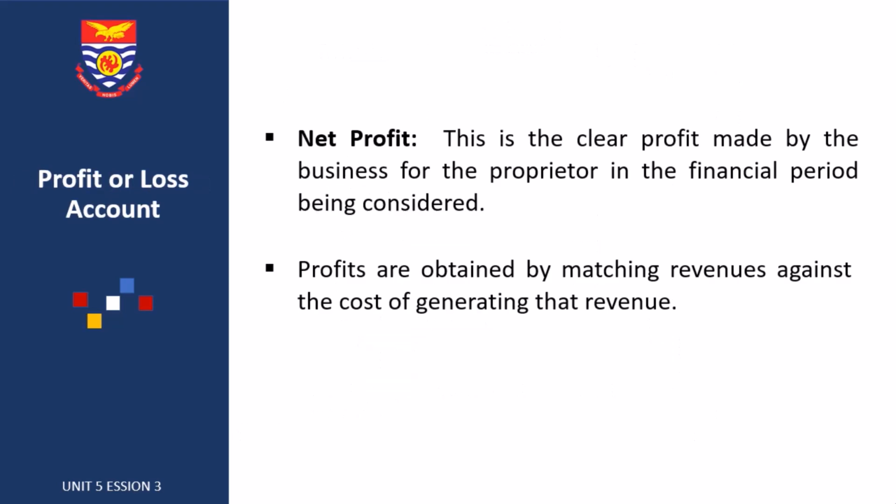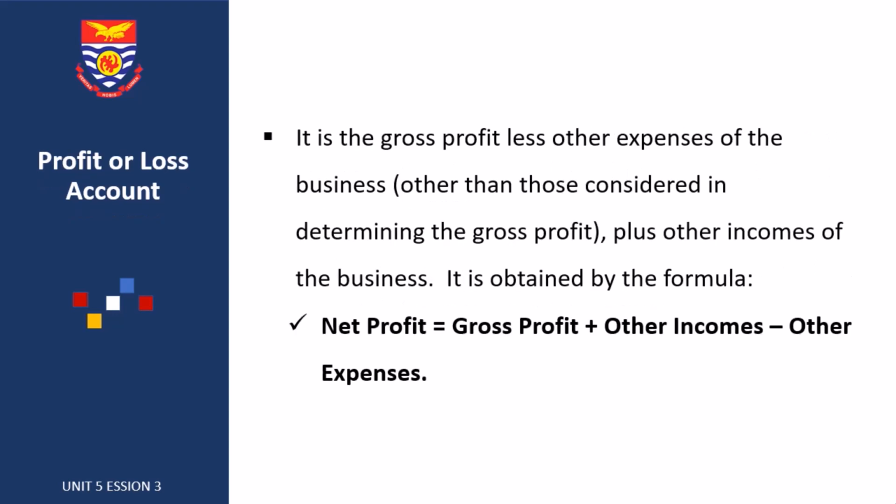Profit or loss account. Net profit. This is the clear profit made by the business for the proprietor in the financial period being considered. Profits are obtained by matching revenues against the cost of generating that revenue. It is the gross profit less other expenses of the business other than those considered in determining the gross profit, plus other incomes of the business. It is obtained by the formula net profit is equal to gross profit plus other incomes minus other expenses.